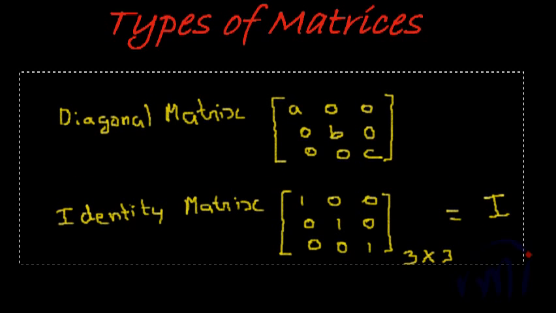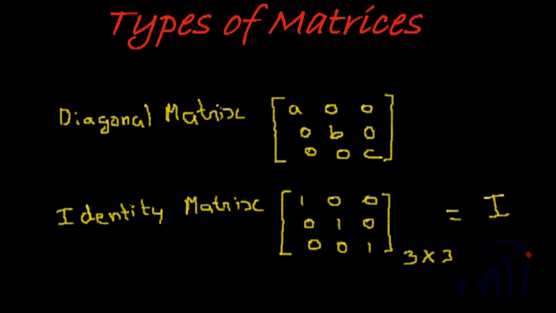Then we have a new type called a diagonal matrix. A diagonal matrix has non-zero elements only on the diagonal. If you look at the given matrix here, only the diagonal elements, which are A11, A22, A33, are non-zero, whereas all the other elements, where the row and column are not equal, are all 0. Such a matrix is called a diagonal matrix.